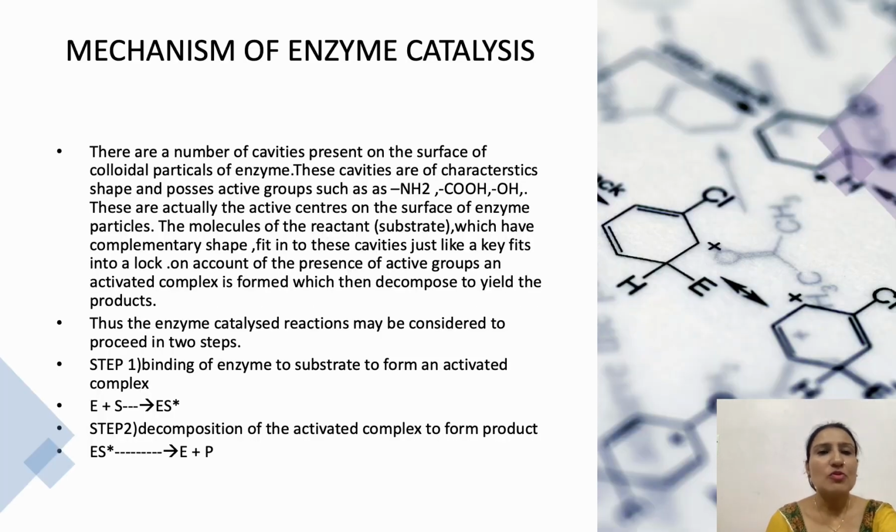Next is mechanism of enzyme catalysis. There are a number of cavities present on the surface of colloidal particles of enzymes. These cavities are of characteristic shape and possess active groups such as amides and acids. These are actually the active centers on the surface of enzyme particles. The molecules of reactant which have complementary shape fit into these cavities just like a key fits into a lock. On account of the presence of active groups, an activated complex is formed, which then decomposes to yield the product.